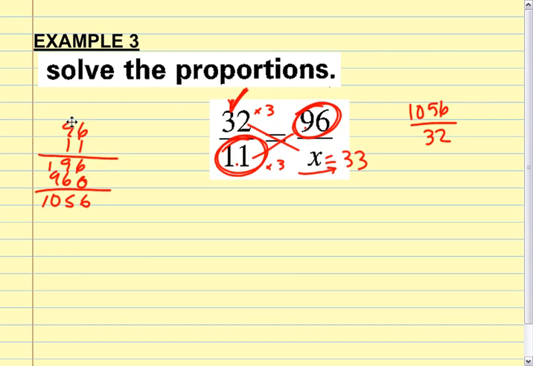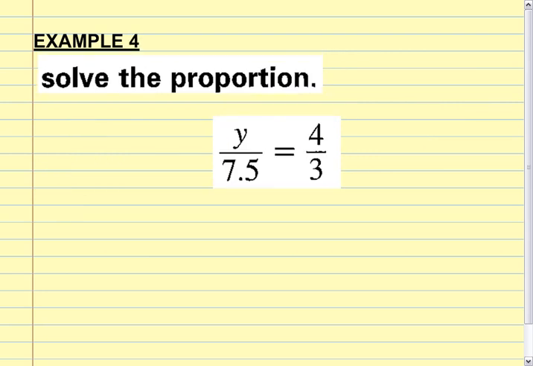Okay, let's look at the next one. Oh, here we go. Who wants to do it? Who wants to do it? Bailey. Bailey, what do you want to do here?